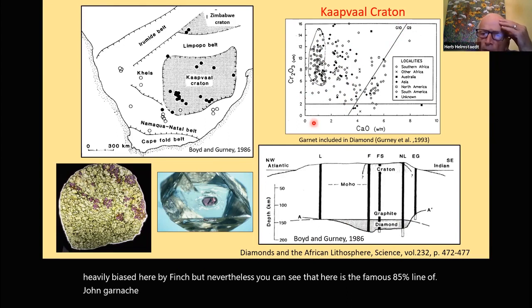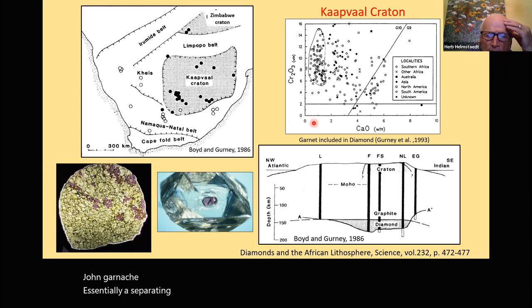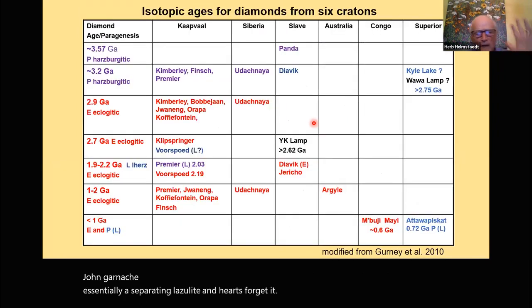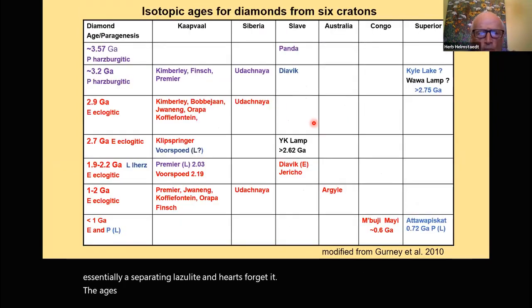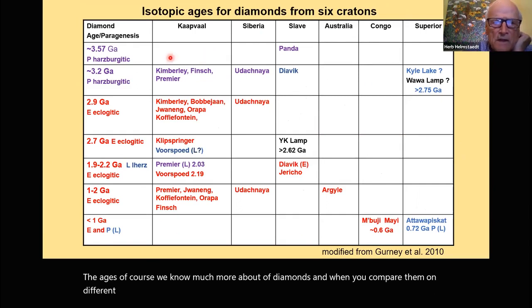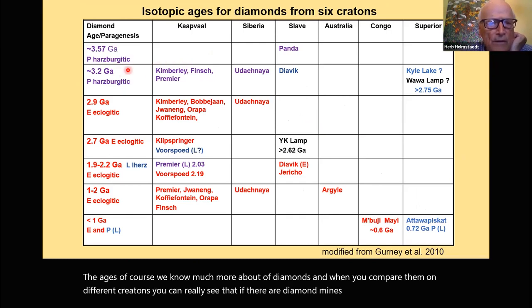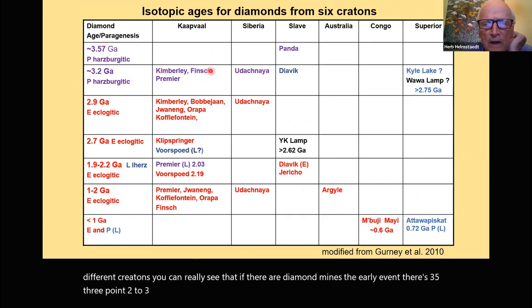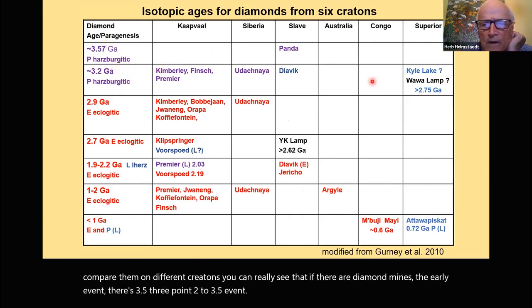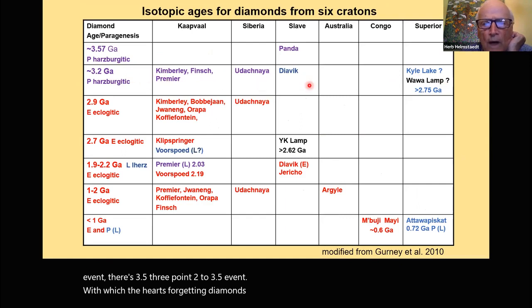Essentially, separating lherzolite and harzburgite. The ages, of course, we know now much more about ages of diamonds, and when you compare them on different cratons, you can really see that if there are diamond mines, the early event is a 3.2 to 3.5 event. With the harzburgitic diamonds, it goes worldwide.